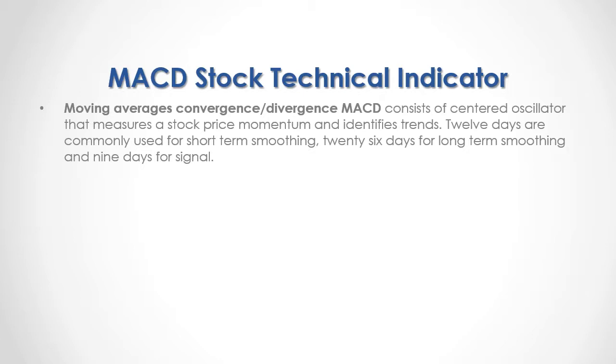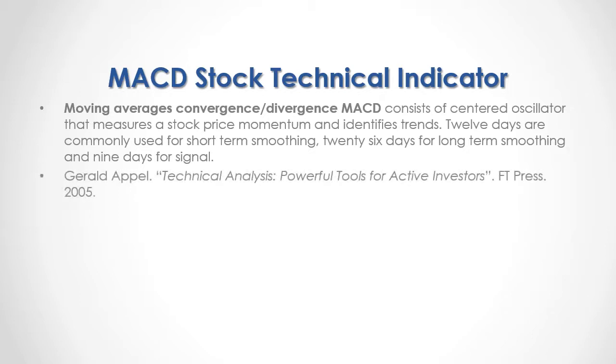Moving average convergence divergence, commonly known as MACD, consists of a centered oscillator that measures the stock price momentum and identifies trends. 12 days are commonly used for short-term smoothing, 26 days for long-term smoothing, and 9 days for signal. Notice that these numbers of days are commonly used, but they're not fixed and therefore can be modified according to your needs. For full reference, I recommend that you read Gerald Appel, Technical Analysis: Powerful Tools for Active Investors, published by Financial Times Press in 2005.